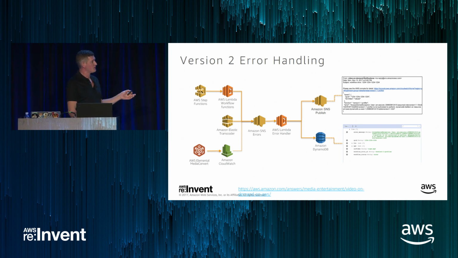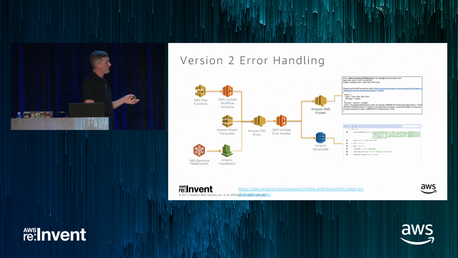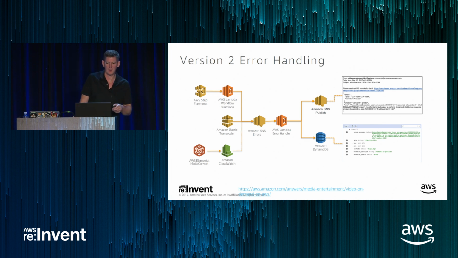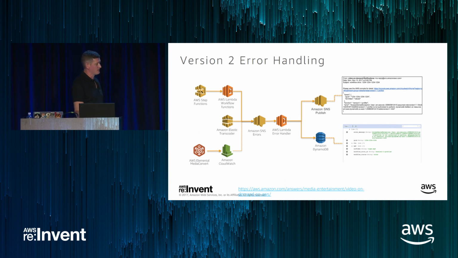And then from there, we just have a simple error handler Lambda function that gets those notifications, passes through that information, figures out the unique identifier, the GUID that we had, puts that information into our Dynamo table, so we've captured that error state, and then sends out an SNS notification to the end user in the form of an email so that they're getting those details. So that was version 2, much more detailed error handling.